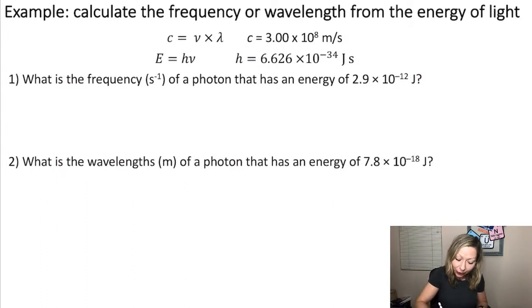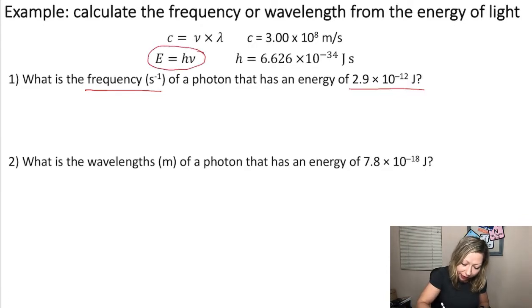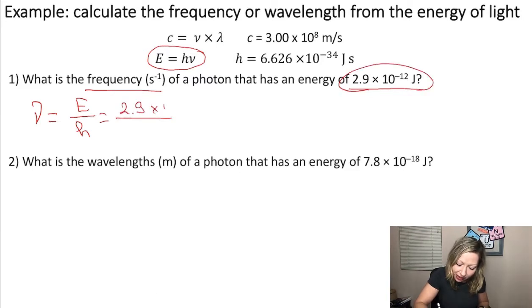So, what is the frequency in 1/second of a photon that has an energy of 2.9 times 10 to the negative 12 joules? So, first of all, we are going to look at this formula right here and solve for the frequency. So, the frequency equals the energy divided by Planck's constant. We simply plug in the numbers. Here is the energy. So, 2.9 times 10 to the negative 12 joule divided by Planck's constant, which is a teeny tiny number, 6.626 times 10 to the negative 34 joules times second.